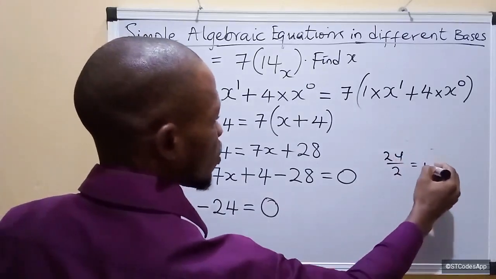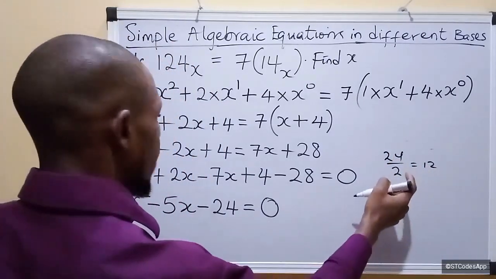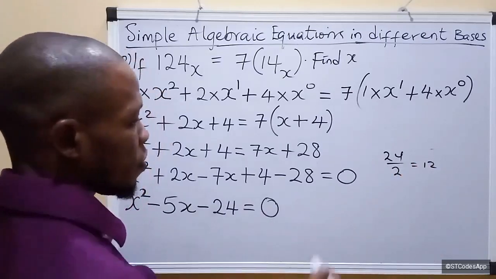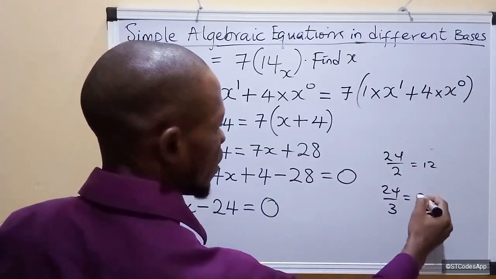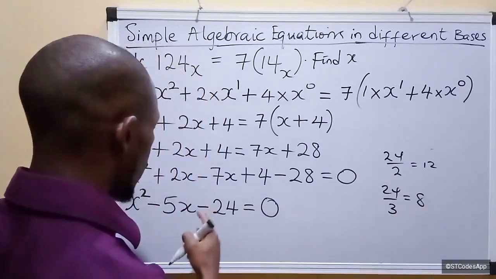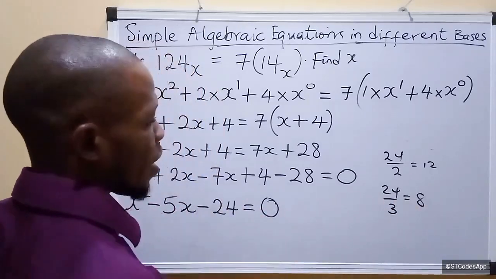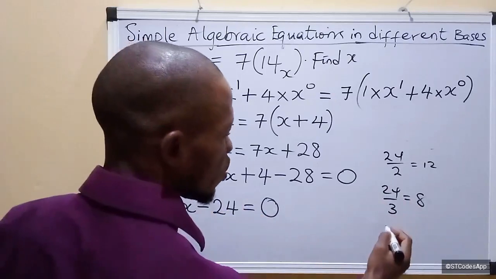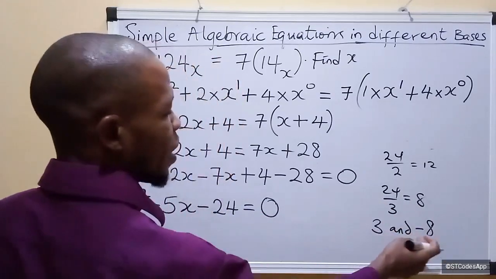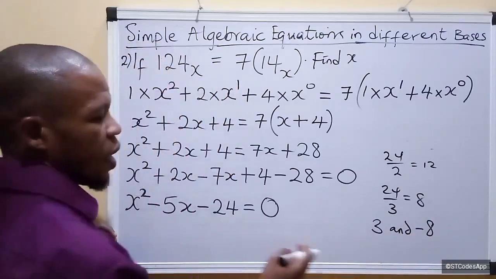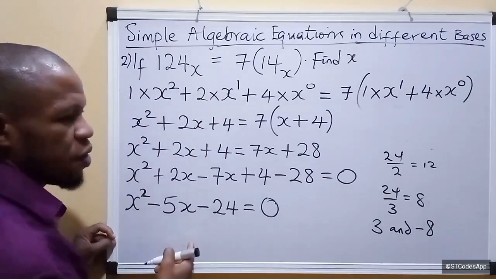24 divided by 2 gives us 12. 2 times 12 is 24. Then 2 minus 12 is now minus 10. Let's try 24 divided by 3. This gives you 8. 3 times 8 is 24. 3 minus 8 is minus 5. So what it means is that we're going to make use of 3 and minus 8. So 3 times minus 8 will give us minus 24. And 3 plus minus 8 will give us minus 5.